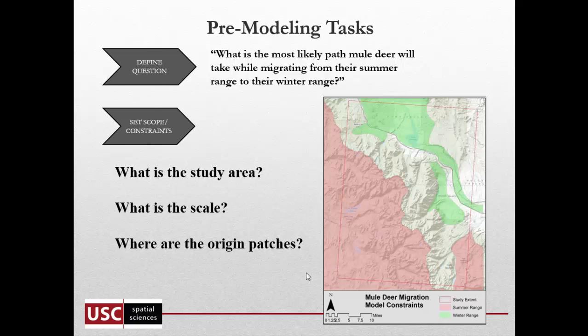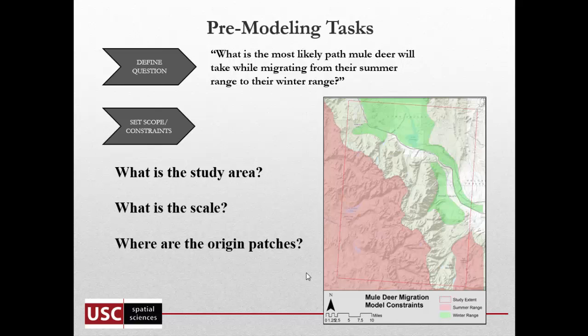For instance, our question is, what is the most likely path mule deer will take while migrating from their summer range to their winter range? That's a great question, but it's not complete. We still need to define, okay, well, what is the study area? What's the context of the question? What is the scale? Certainly, if we have several mountain ranges to cover, these are different costs than if we only have one. Where are the origin patches? Where do these deer or other phenomena come from, and where are they going?